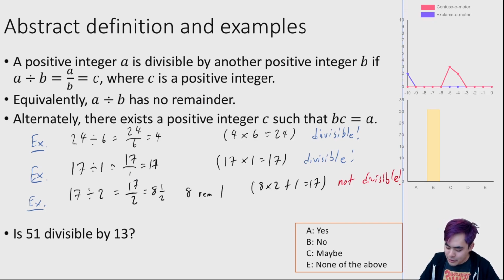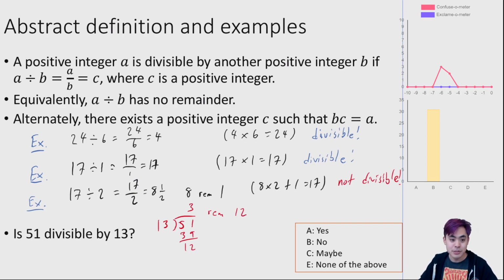So it turns out that when you try to divide 51 into 13, you get, well, let's do this as long division. 51 divided by 13. Well, let's see, what can you multiply this by? Multiply this by 3, 39, 12. So it's 3 remainder 12. So yes, this is not divisible. So the answer is indeed B.